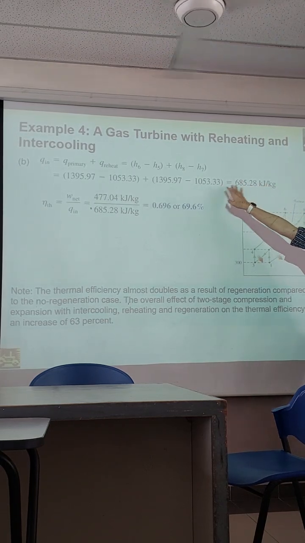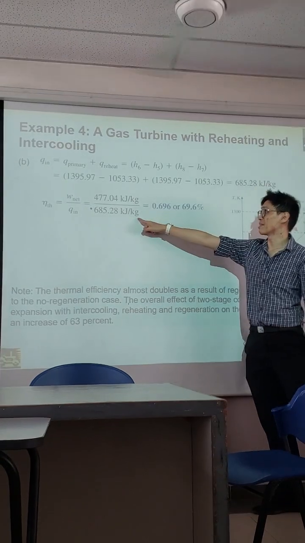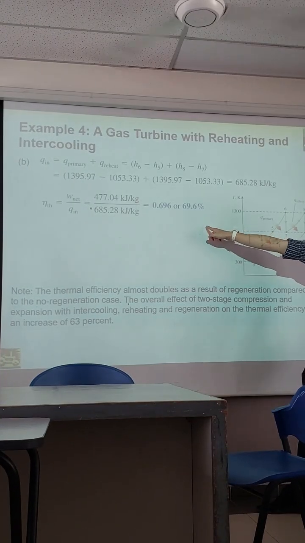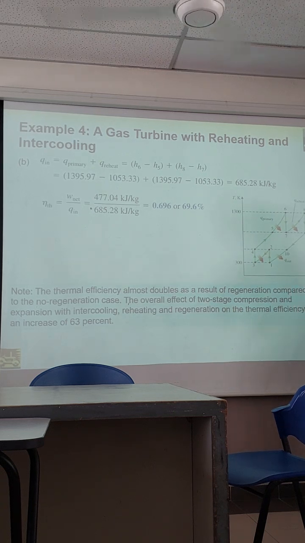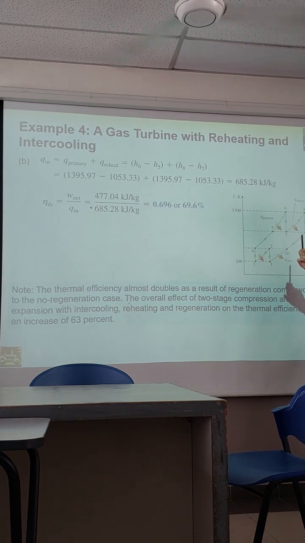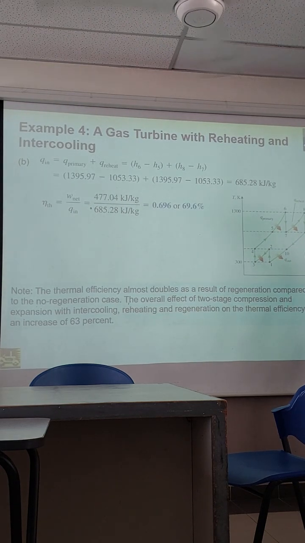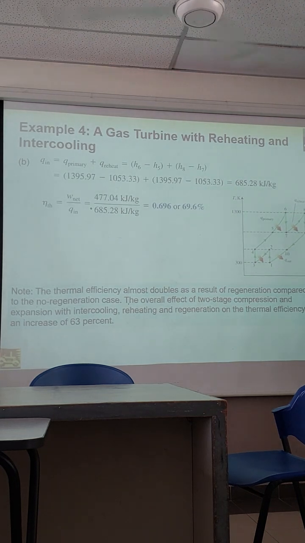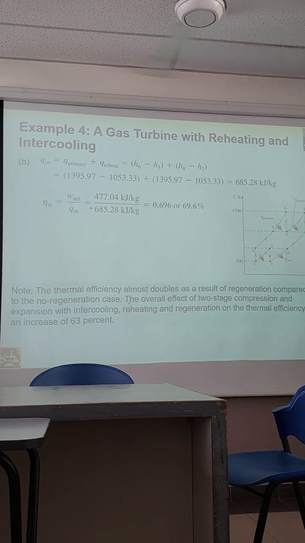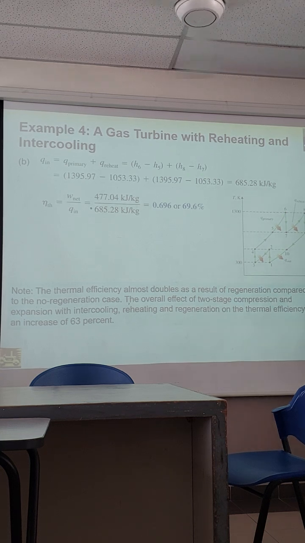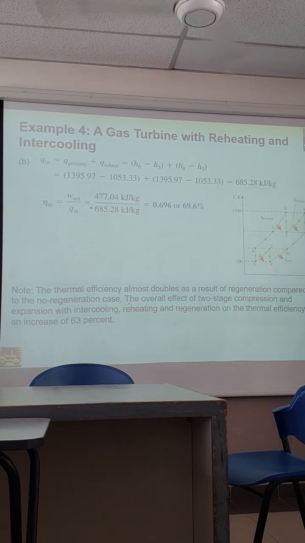With this new Q in, you can see now the thermal efficiency improves. So this is also much better than the ideal case where you don't do anything to the system. But of course, this is from a 100% effectiveness regenerator. So you can see that the thermal efficiency almost doubles as a result of regeneration compared to the no regeneration case. The overall effect of two-stage compression and expansion with intercooling, reheating, and regeneration on the thermal efficiency is an increase of 63%. So the increase of thermal efficiency is about 63%.